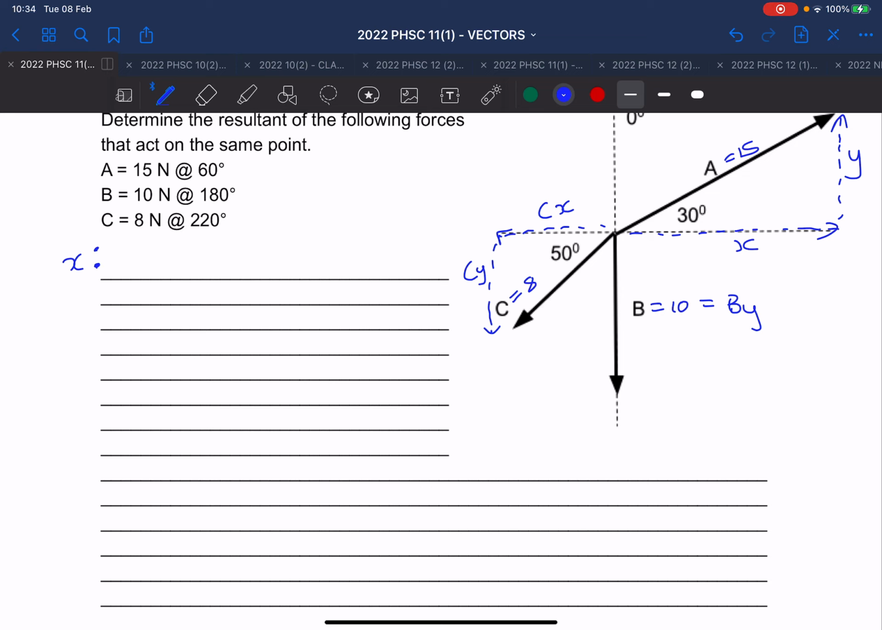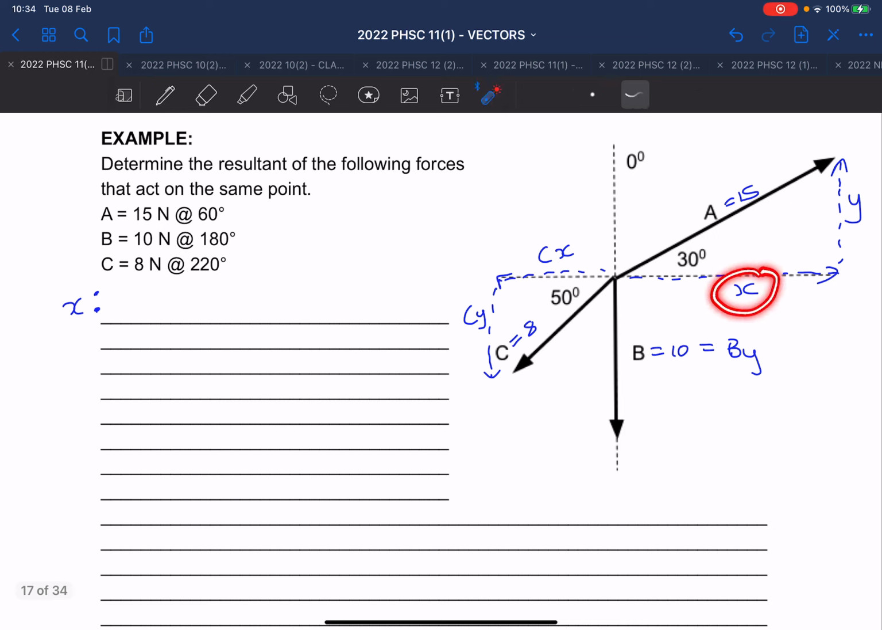Let's get all the X vectors. Okay, so first we want to get to AX. There's AX. How will we determine that? Cos. So you're going to say the cos of 30 degrees is x over 15. Sorry, AX. I want to be specific because there will be lots of x's. So AX is 15 cos 30. And if I calculate that, I get what? Exactly 12.990.